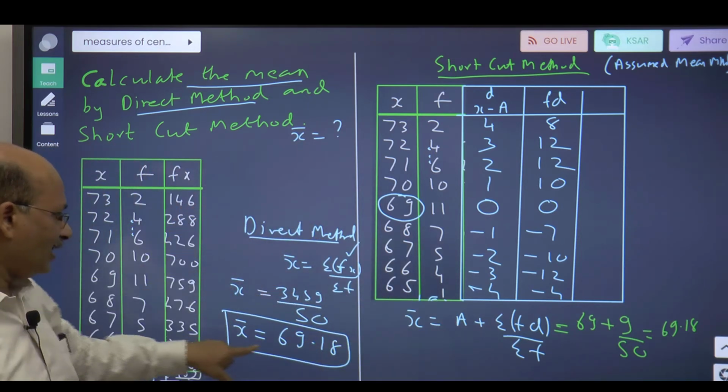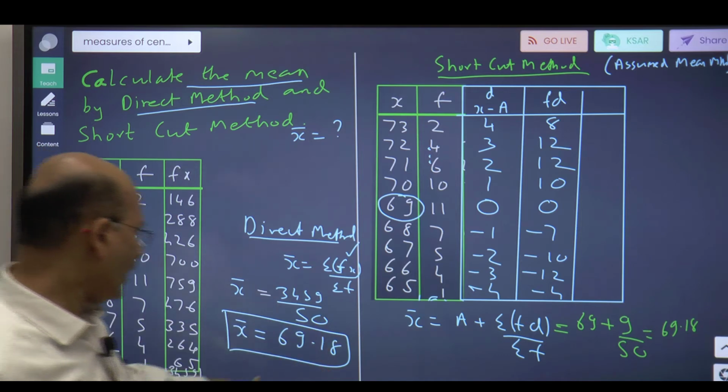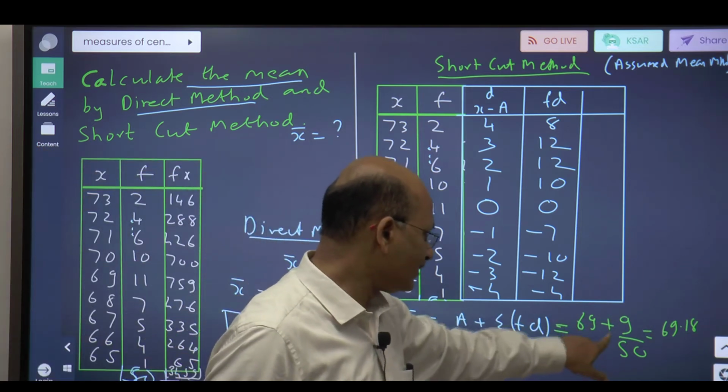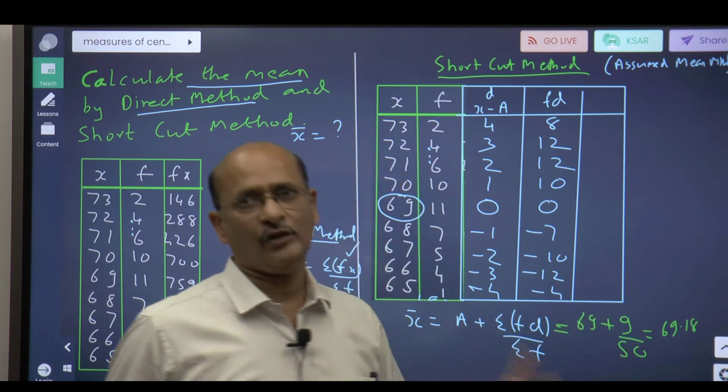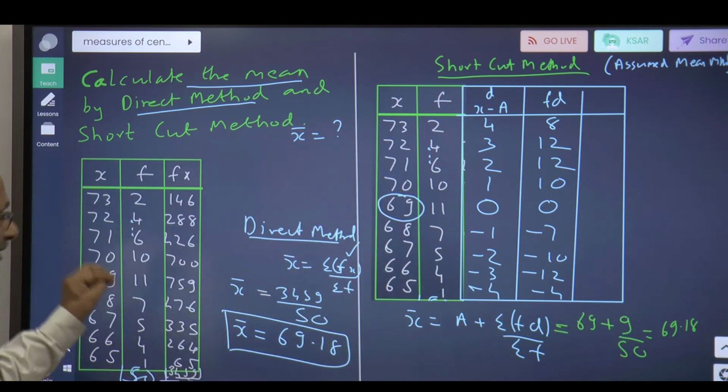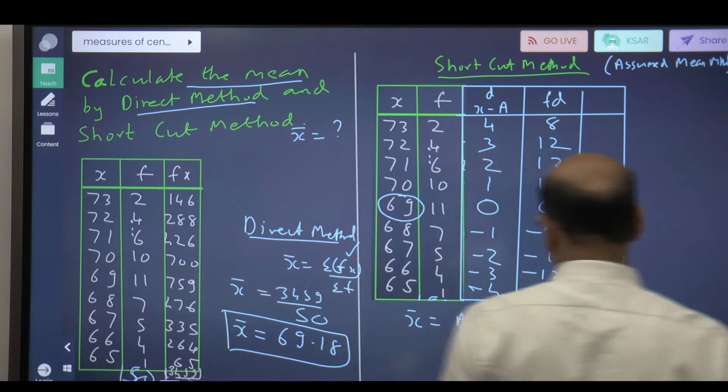So this is a direct method. You got 69.18, so I think you will get 69 plus. So 9 upon 50 you can do directly, and add the decimals to 69, you will get 69.18. I think there is nothing that can stop the working.